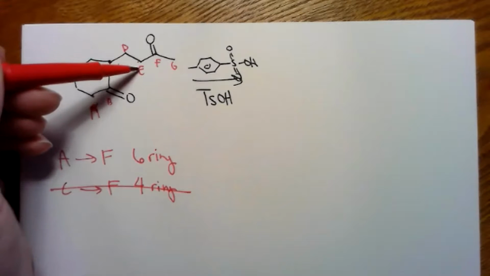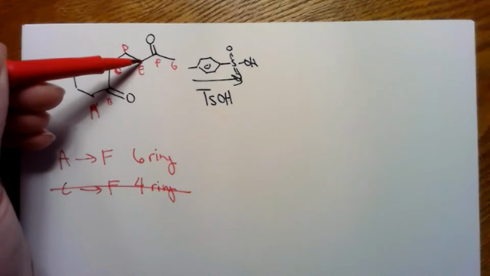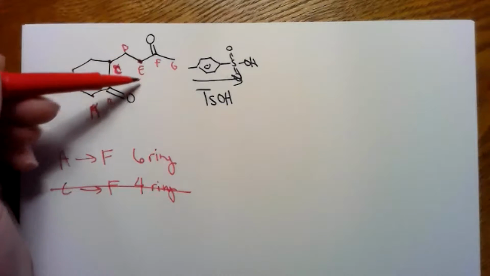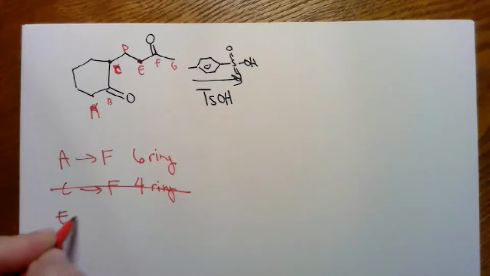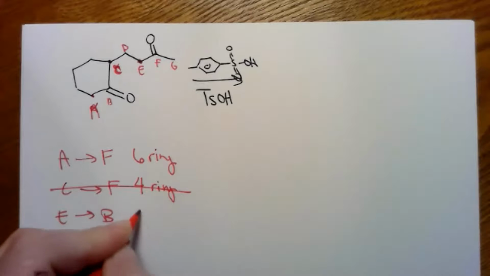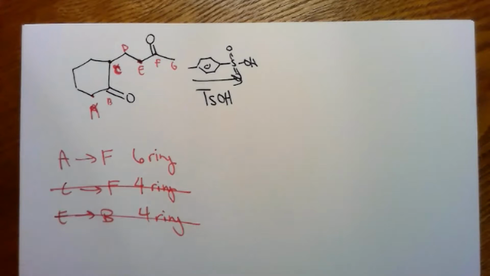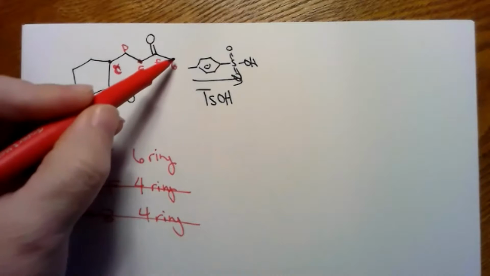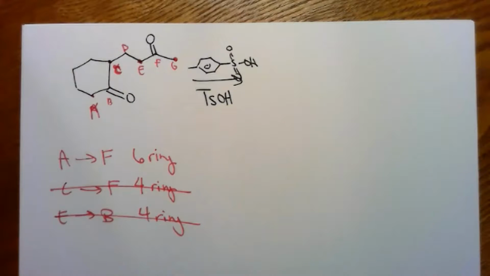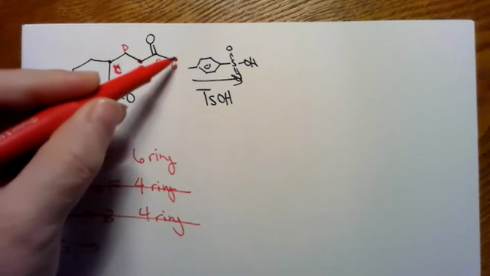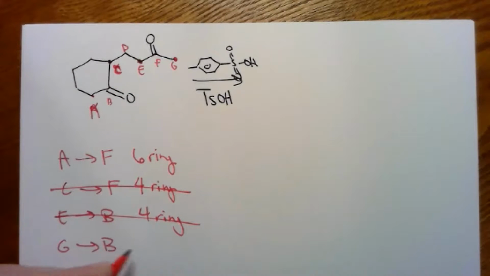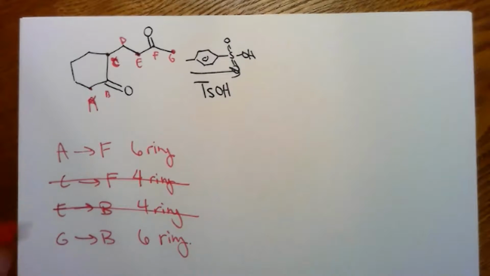If carbon E were my nucleophilic enolate enol carbon, carbon E could attack B, and if that happened, we would get a 4-membered ring. I don't love it. Hopefully you neither. If carbon G were my nucleophilic carbon, carbon G could attack carbon B, and I would get a 6-membered ring. So A attacking F or G attacking B sounds best.